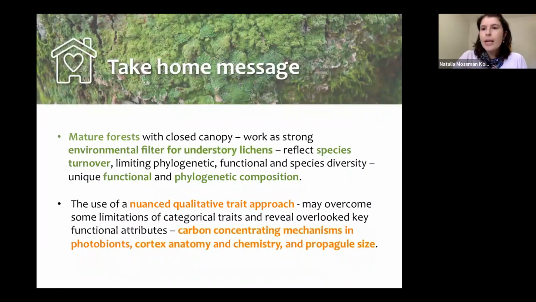So as a take-home message, we can highlight that mature forests with closed canopy structure work as a strong environmental filter for understory lichens. And that's important. We are saying here that this filter is for understory lichens, and we are not evaluating the canopy lichens that surely are there, and the diversity is probably completely different. We imagine that. So this reflects in species turnover in the understory, limiting phylogenetic, functional, and species diversity, and also reflects in unique functional and phylogenetic composition.